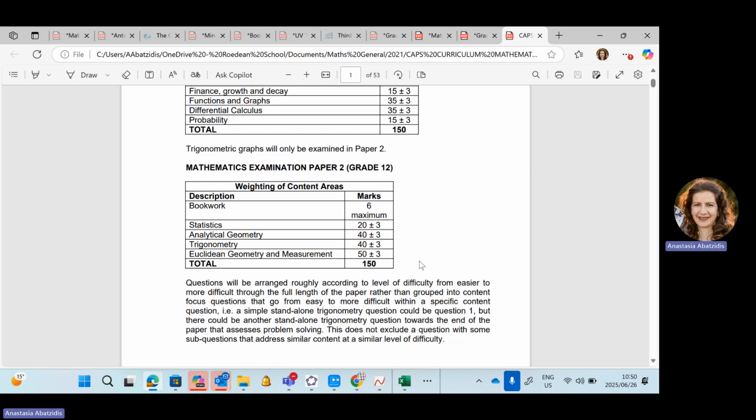Okay, paper 2. Bookwork. What's bookwork? Theorems, proofs. Okay, 6 marks. Stats is 20. Analytical is 40. Trig is 20. No, they've changed this. Sorry, it's the other way around. Trig and geometry. Okay, all right. So that's the breakdown. But what I actually want to do is an example of a perpendicular from the right angle vertex with you so that you know what to expect.